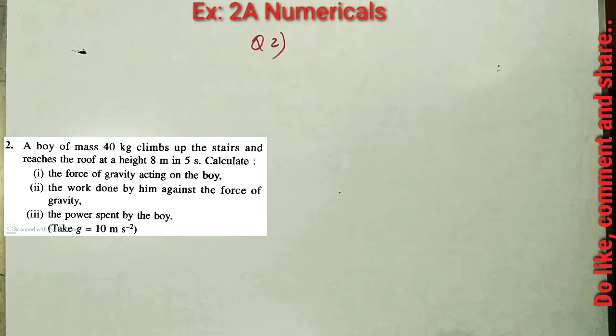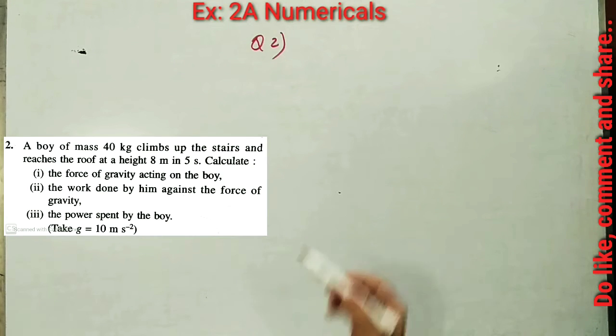Look at the screen. A boy of mass 40 kg climbs up the stairs and reaches the roof at a height of 8 meter in 5 seconds. Calculate, first, the force of gravity acting on the body. Second, the work done by him against the force of gravity. Third, the power spent by the boy.